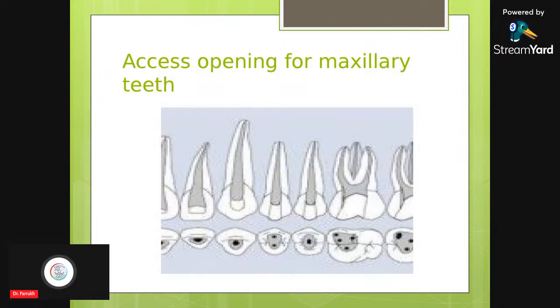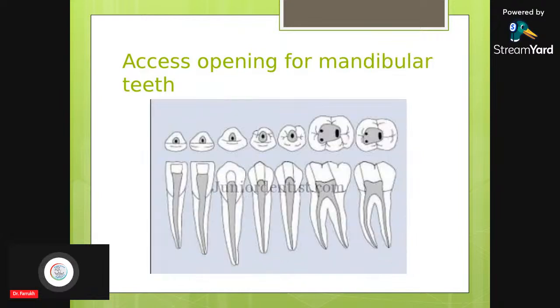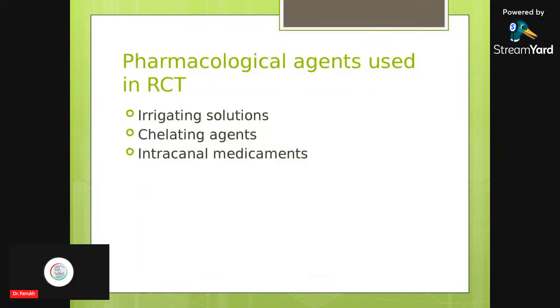So access opening for the maxillary teeth, these are like these things, and access opening for the mandibular teeth. These are the access openings for the mandibular teeth.